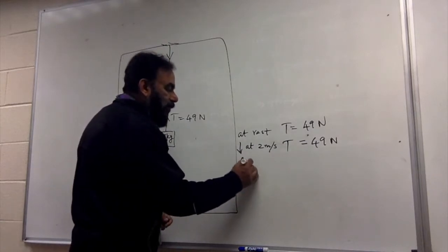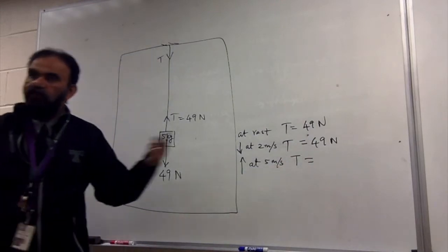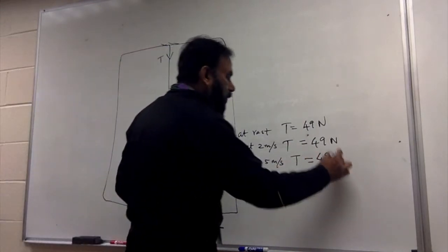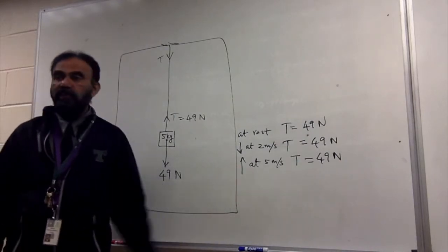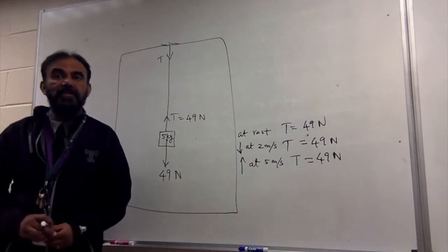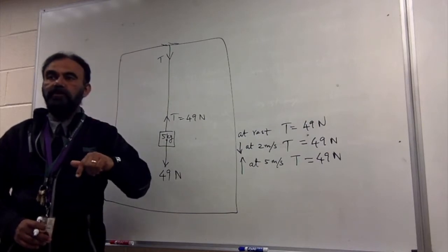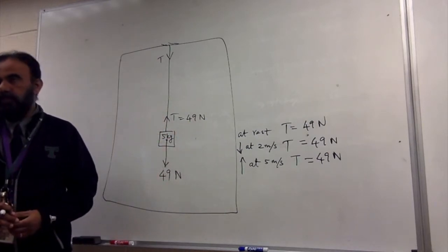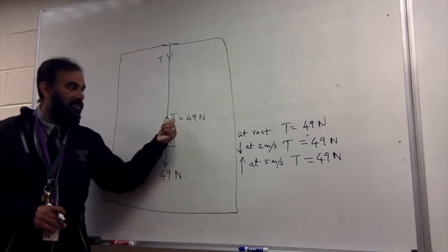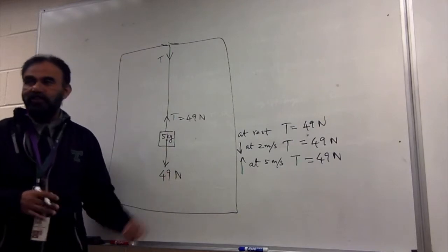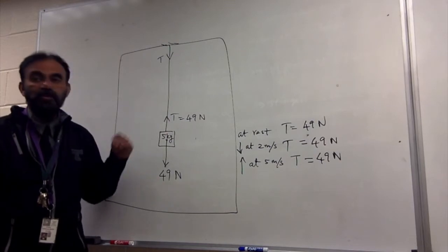What if it's going up at 5 meters per second? What is tension? 49 again. It's 49. You can see that. Moving at 5 meters per second means what? It's moving at a constant velocity, up or down. Constant velocity implies net force should be 0, and that means both of these should be equal to each other. And remember, this is not the pair of this. Tension is a kind of force, gravitational force is a totally different kind of force. So they are not Newton's third law pair.